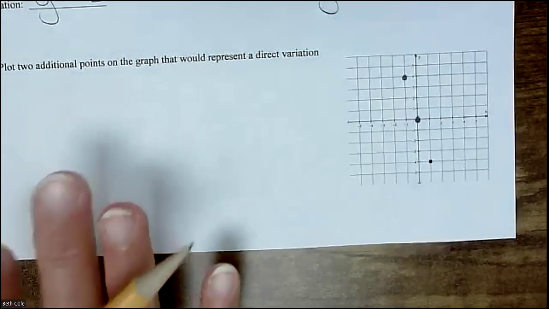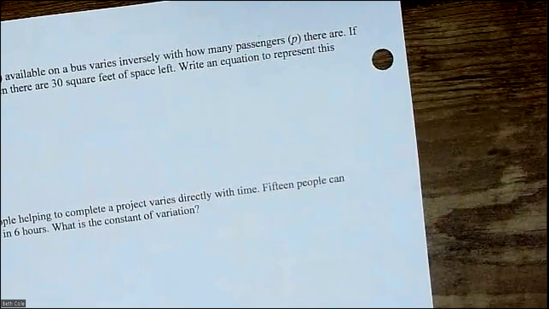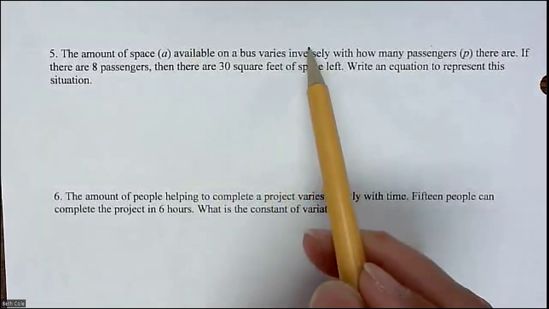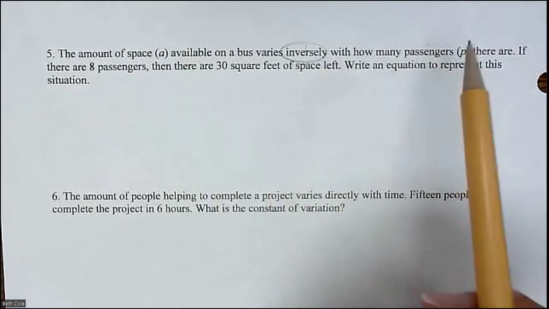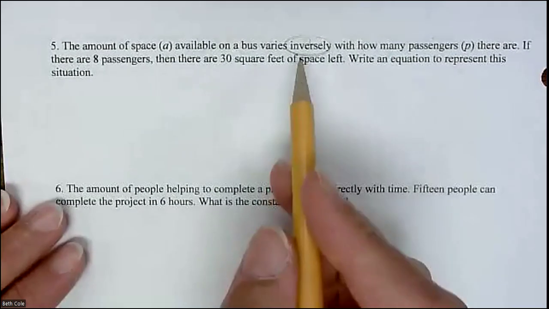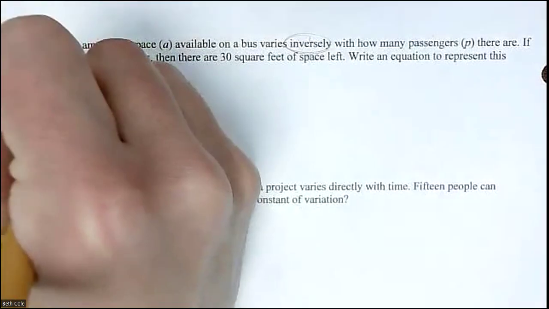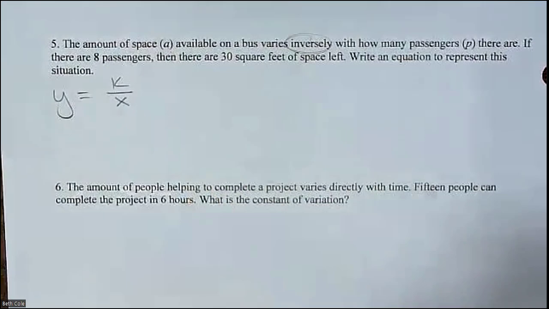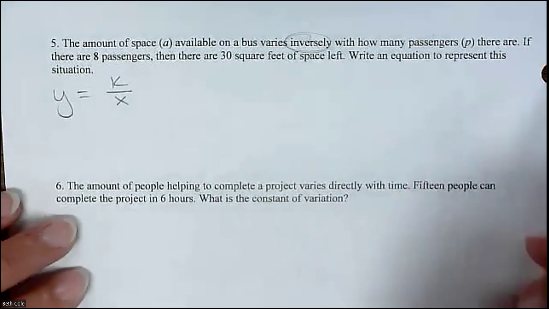All right. And then here are ones that we're going to have to actually work out. The amount of space available on a bus varies inversely with how many passengers. The more passengers on the bus, the less space you all have. Do you get what I'm saying? More passengers, you're all crowded together, less space. That's why it's inversely. So it's going to be y equals k over x. Or you can use A for amount of space and P for passengers if you want, but the letter doesn't matter. Don't get hung up on that, all right?